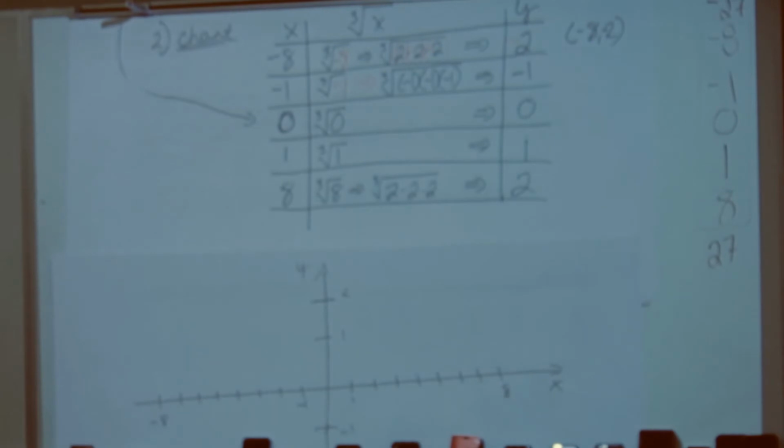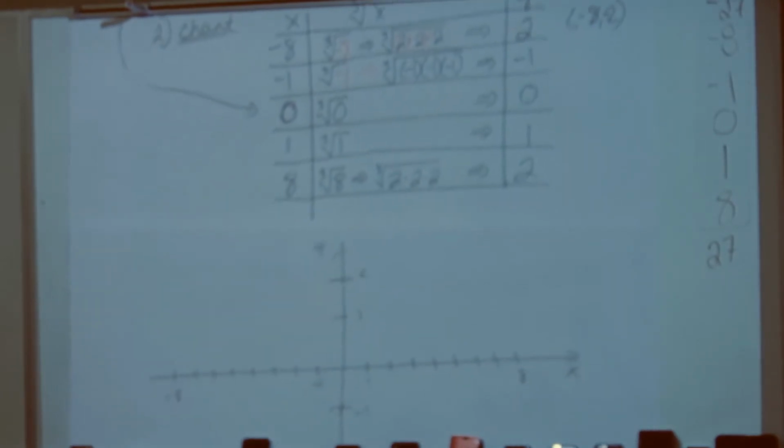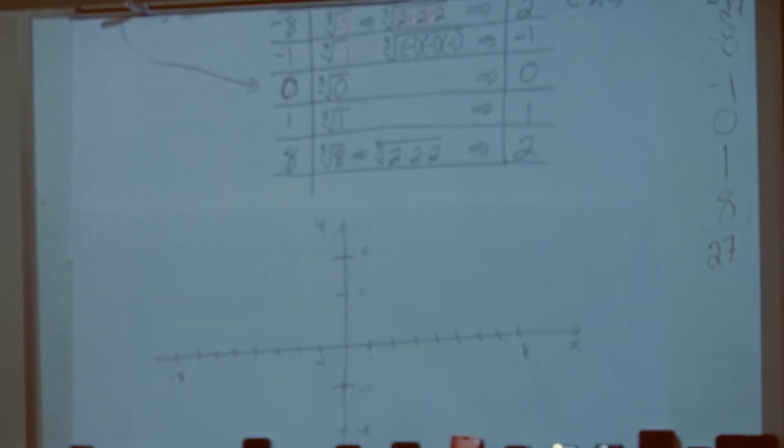Everybody with me so far? All right. So here we go. I have the points -8, -2. I have -1, -1, 0, 0. Always plot your points first. That way you can really tell if you did it wrong. Then I have 1, 1, and then I have 8, 2.